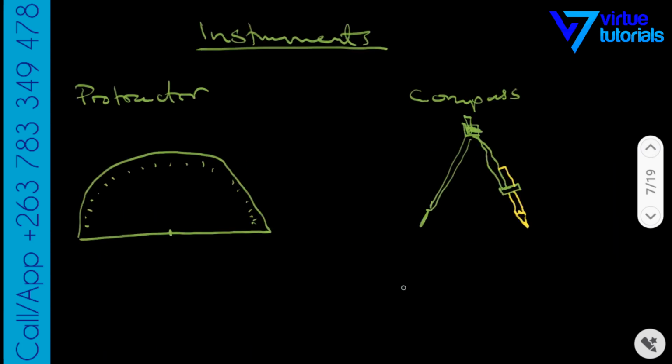So now, there are 2 things that you need. I did my best to draw them. The first thing is a protractor. A protractor is this semicircle instrument with angles on it, so it's got angles marked there. And then the next thing is a compass with a pointy side and a pencil. We basically use the compass to draw the circle.